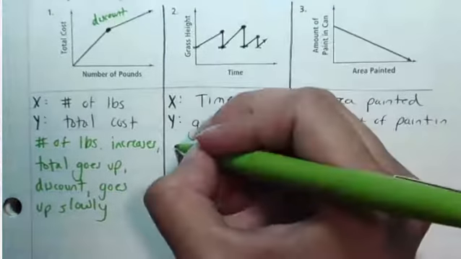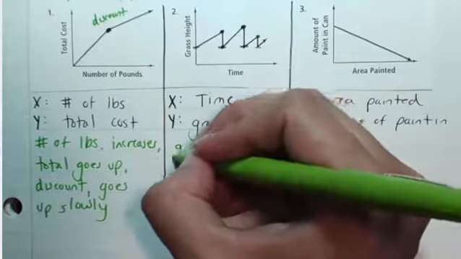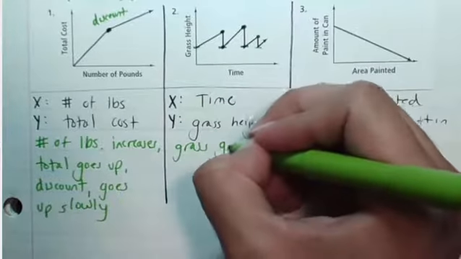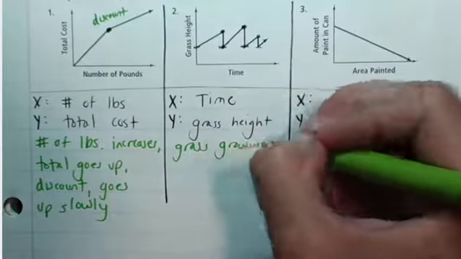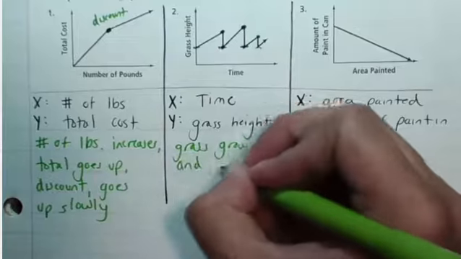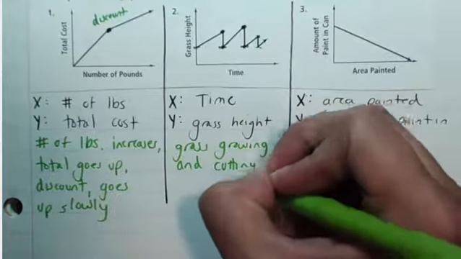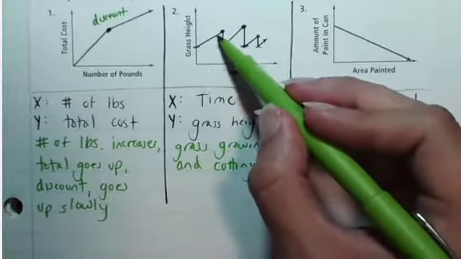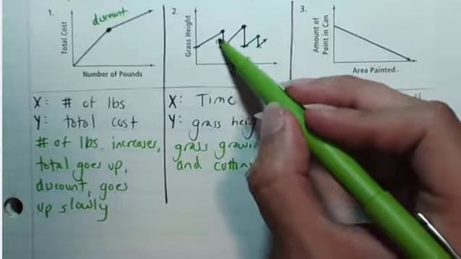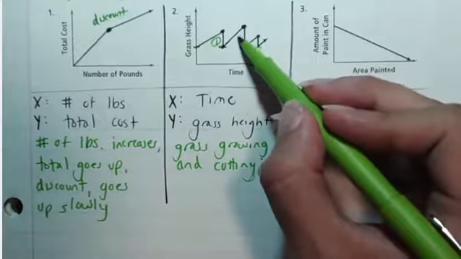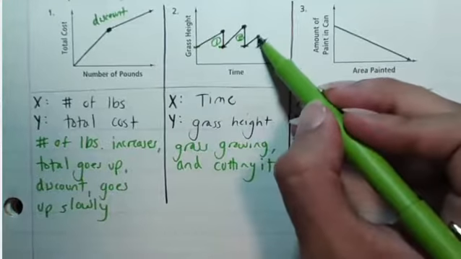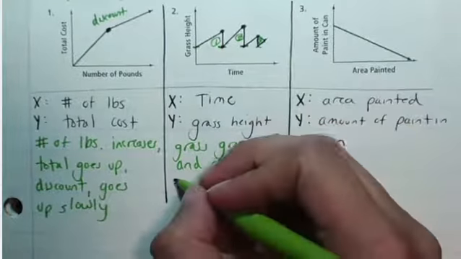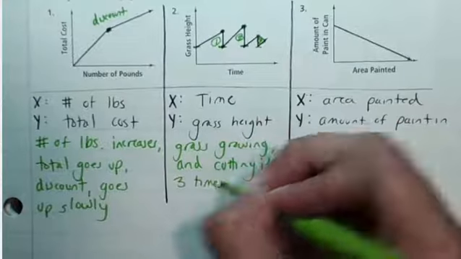So, in this case, the way I would describe it is the grass is growing, and someone is cutting it. How many times did it get cut in this graph? It grew, it got cut, that's 1. It grew, got cut, that's 2. It grew and got cut, that was 3. So it cut it 3 times.